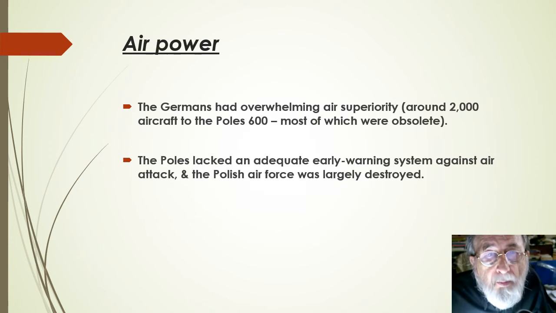In terms of air power, the Germans had overwhelming air superiority with around 2,000 aircraft, all modern, against 600 Polish aircraft, mostly obsolete. Lacking any adequate early warning system, the Polish Air Force was largely destroyed early on in the war. The Luftwaffe, the German Air Force, was able both to support German ground troops in their advance and attack Polish headquarters and communications.